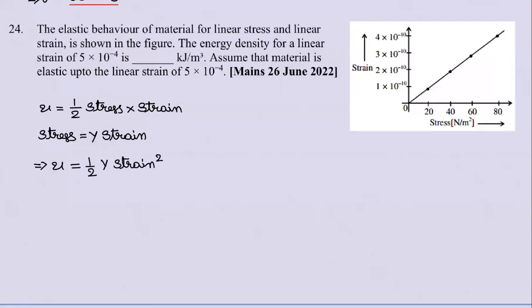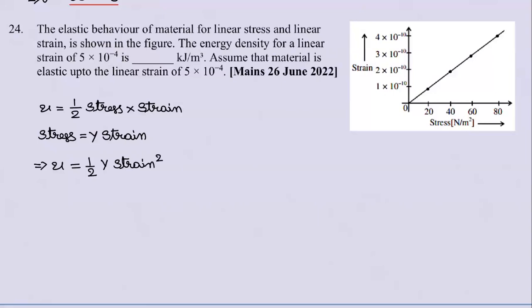Now you know very well this formula: stress is equal to Young's modulus into strain. This is strain, this is stress. Then the slope of the graph is what? Strain by stress. Oh, be careful. It is not Young's modulus. It's the reciprocal of Young's modulus. That's a tricky one, right?